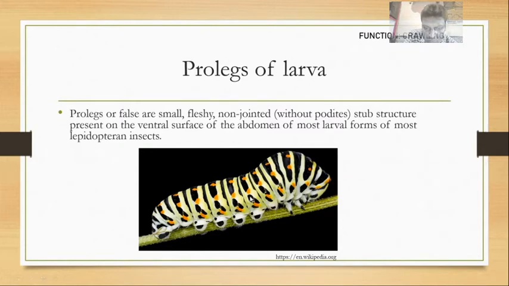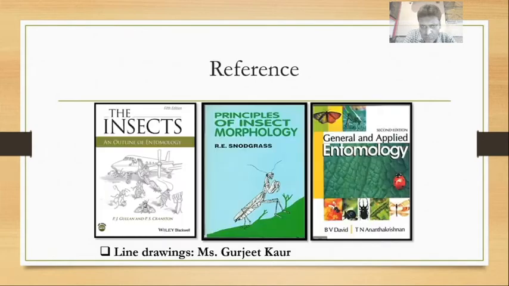So these abdominal segments have small fleshy non-jointed substructures present on their ventral surface, and these help in crawling. But because they do not originate from the thorax and because they are not segmented, we do not give them the status of true legs. These legs are called the pseudo legs or the prolegs.